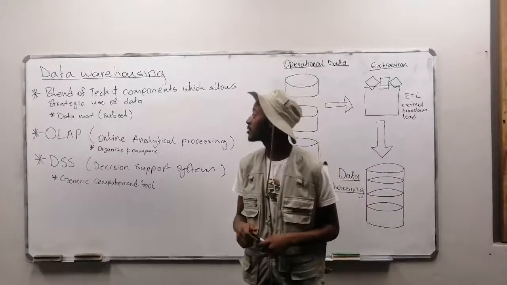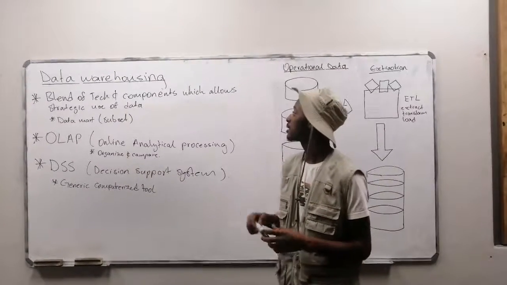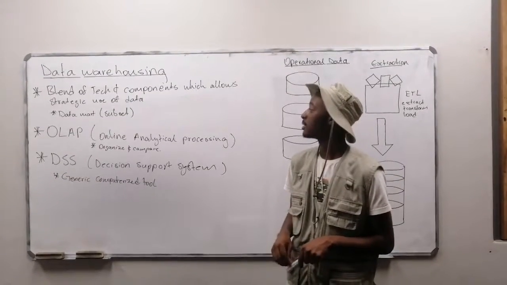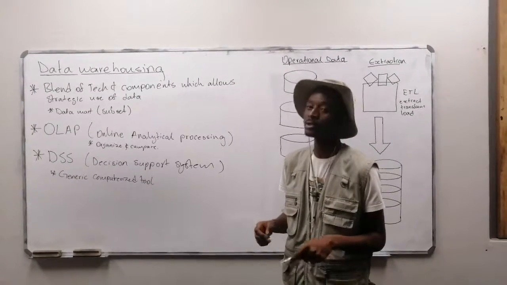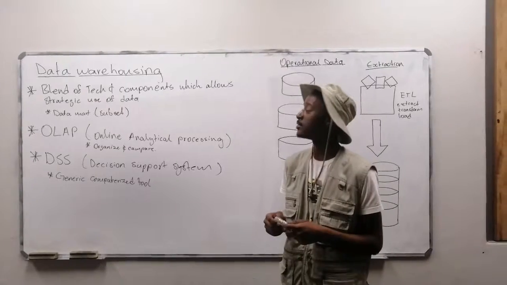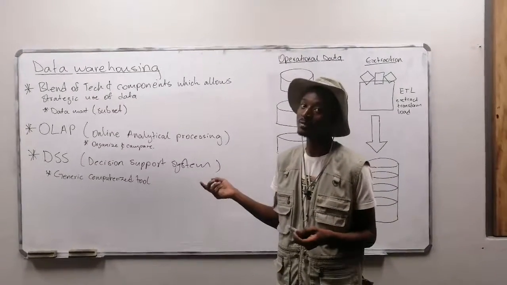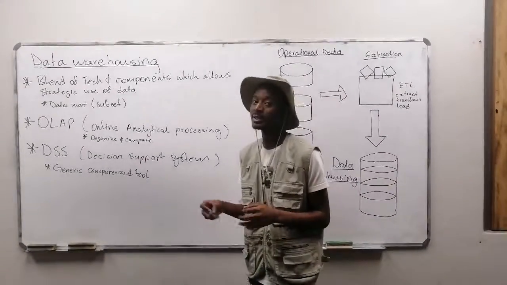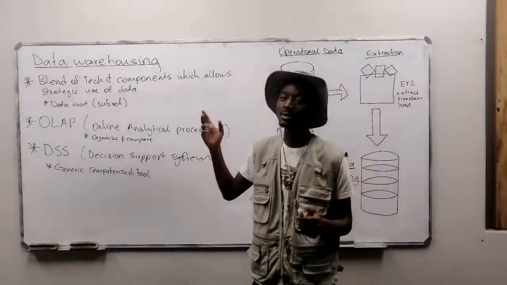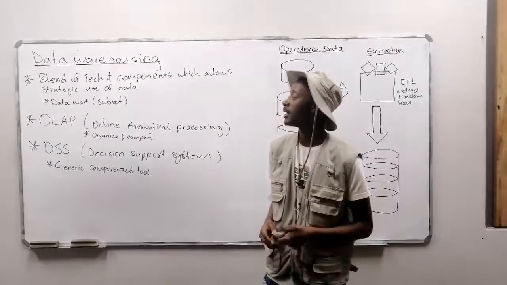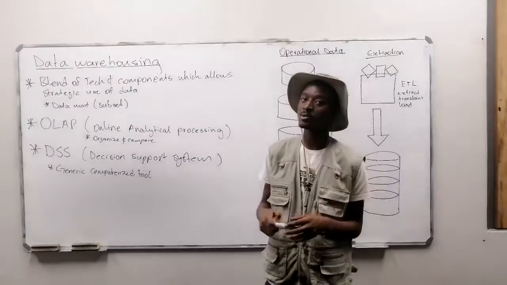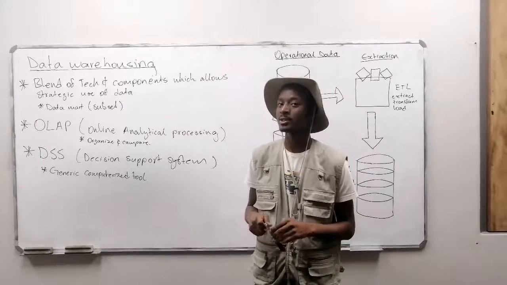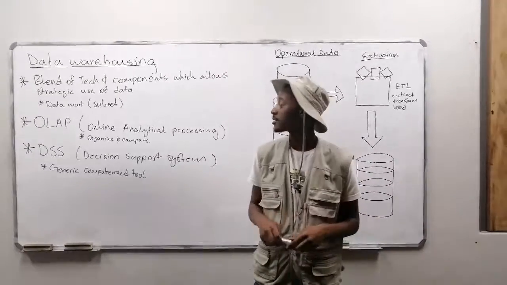Data warehousing is a blend of technology and components which allows strategic use of data. By this I mean that you take your original data, which is in your relational database. More often than not, it doesn't really make sense before it's integrated into information. So you take that data, integrate it using extraction, and then put it into a more subject-oriented, special kind of database, which is a three-dimensional database called a data warehouse.